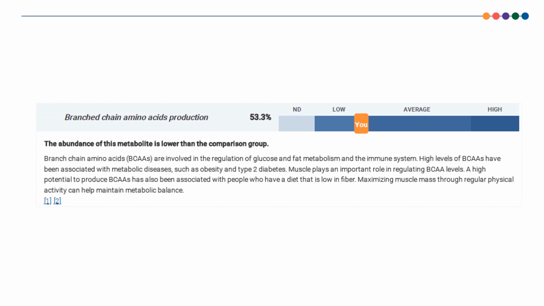High levels of circulating branched-chain amino acids are associated with obesity and type 2 diabetes. Physical activity helps the muscles to use the branched-chain amino acids. Additionally, increasing fiber can decrease microbial branched-chain amino acid production and affect amino acid metabolism. In this case, the potential to make branched-chain amino acids is low, which is good. Genova's NutriVal assesses plasma branched-chain amino acids.